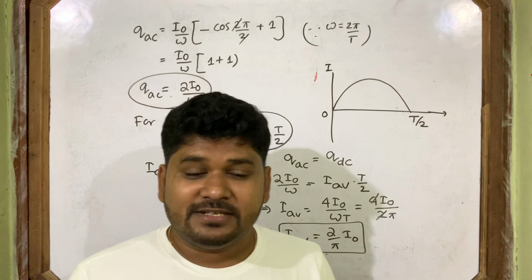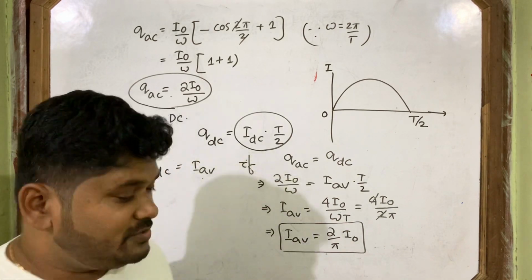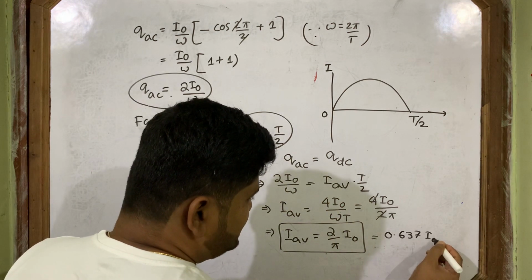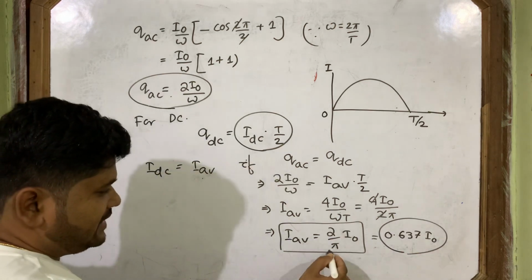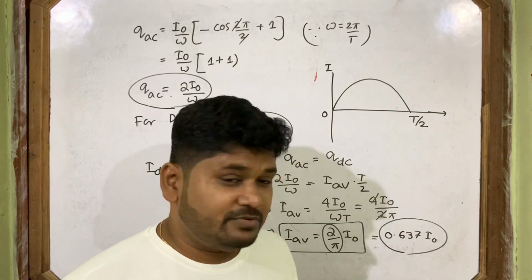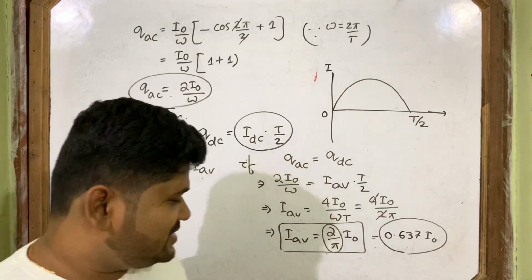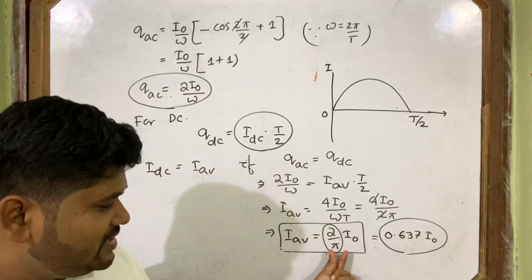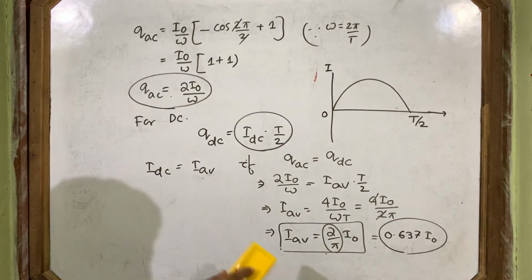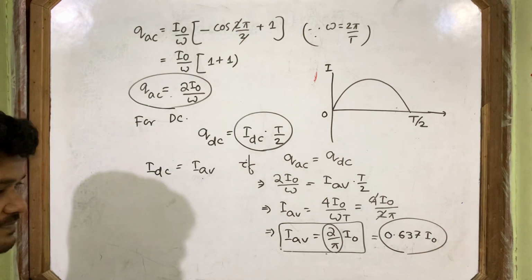This is the relation between average value and peak value. But 2 by pi, you should remember, is 0.637 in decimal if you calculate. If you don't believe me, you calculate it. So I average is 0.637 I naught. Either this one or this one you have to remember: the relation between average value and peak value of alternating current.